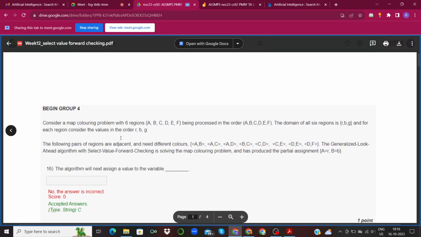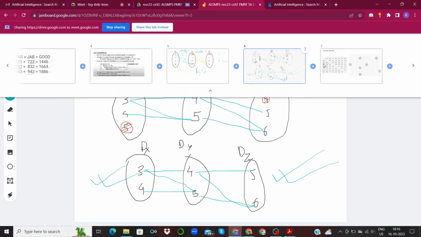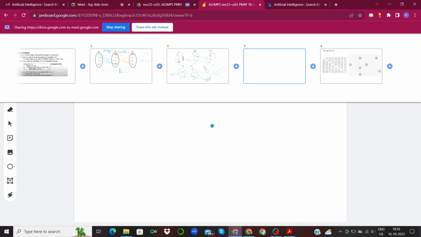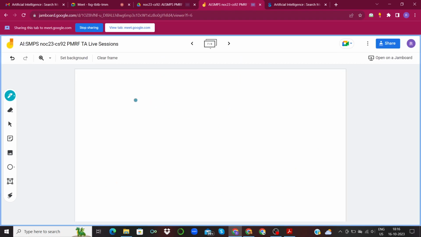This basically tells us that we are given a map coloring problem with 6 regions: A, B, C, D, E, and F. In case someone is not familiar with what that is, you have different regions and you need to assign different colors to those regions. Suppose this is a region, this is another region, this is another region, so on and so forth. You could think of these as countries in a map, right? And if you had to assign a color to each country, let's say the colors are among R, G, and B, which is red, green, and blue.